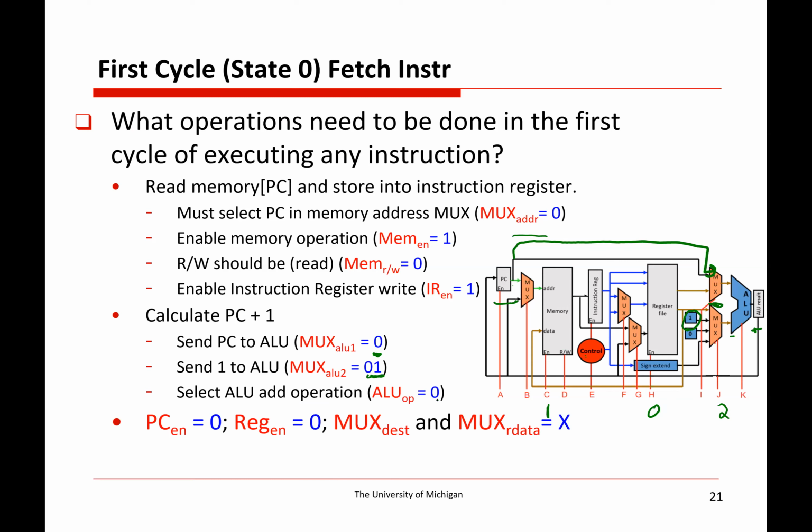The ALU, we're adding stuff together, so that's 0. And then everything else is not getting updated. So all the enable registers are 0, and then all of the muxes that we're not using get set to X.